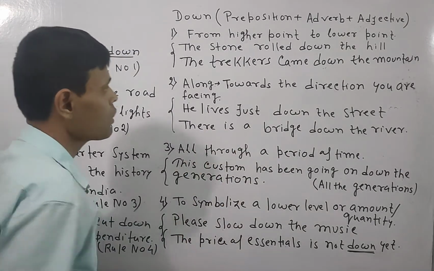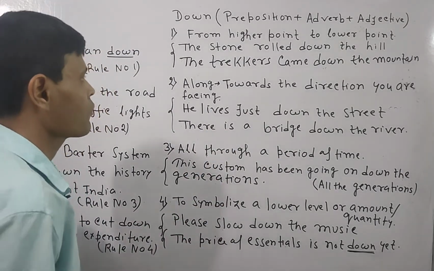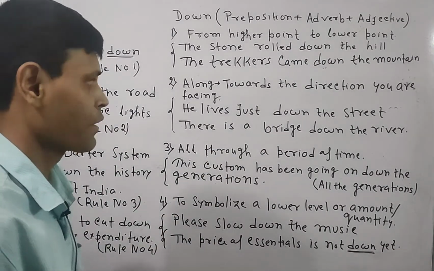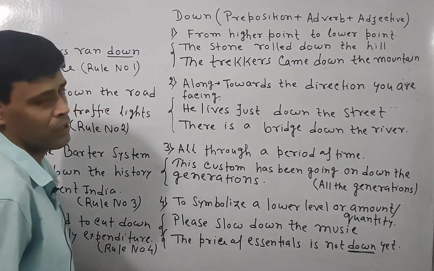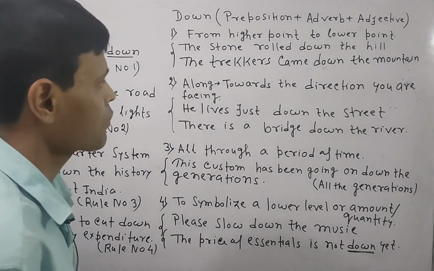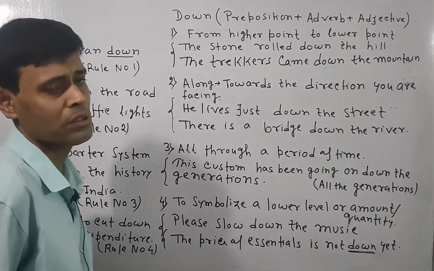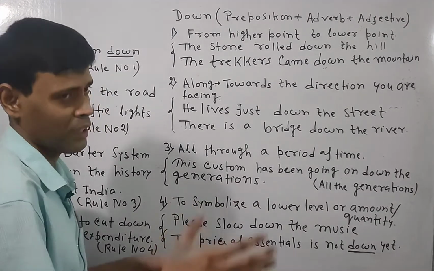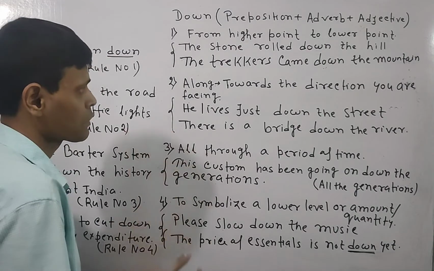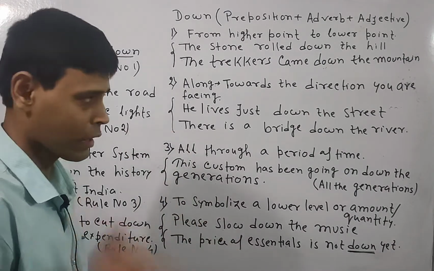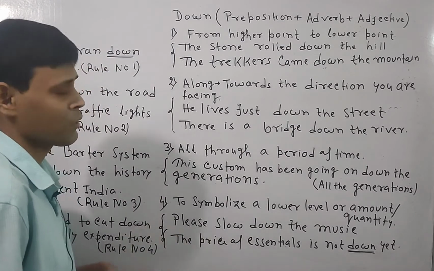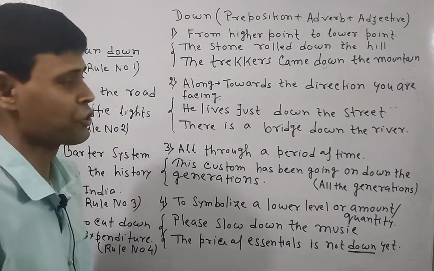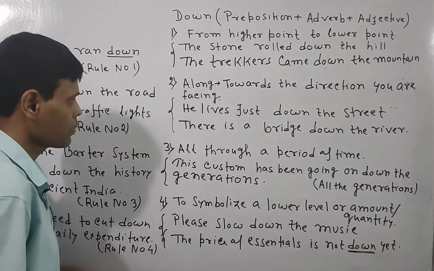The stone rolled down the hill is perfectly fit for the rule from a higher position to a lower position or point. Now the next example: the trekkers came down the mountain. Again the same rule is applicable here. The trekkers were up the mountain, now they are coming down. This means from a higher point to a lower point. If you do not understand what I have said, you can make your comments in the comments box. I will try to remove your confusion.